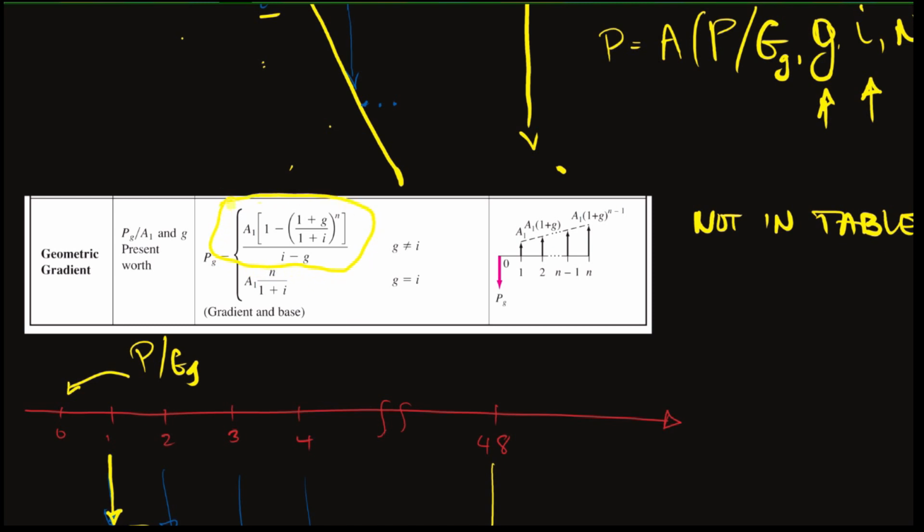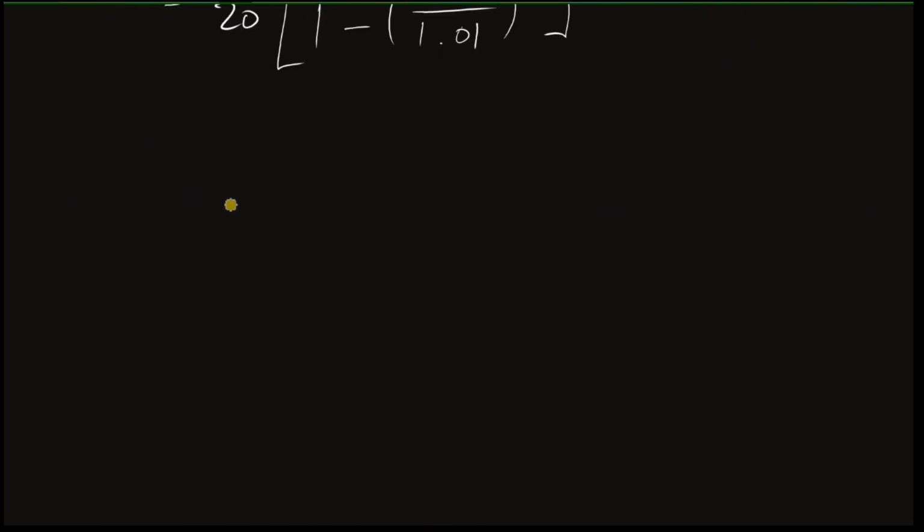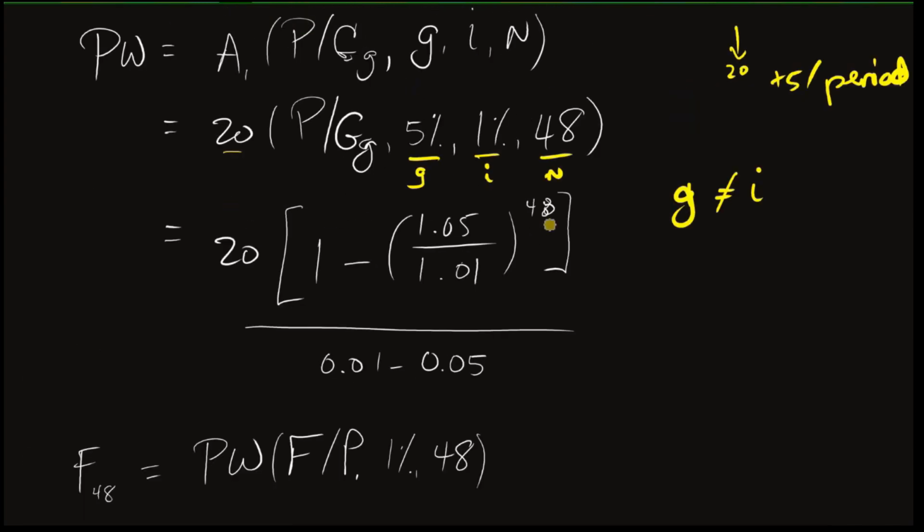So there's the formula that we would use, that's where that comes from. Put into here, and then once we solve that, again, we have to move it to the future because we want to know what this is worth in period 48. So that's the present worth of that, F given P.